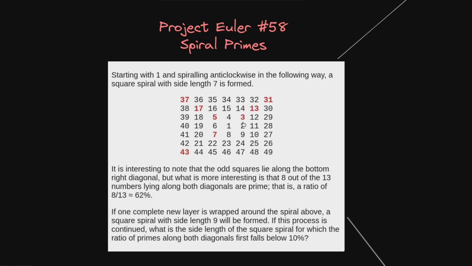So if we perform a spiral anti-clockwise around the first cell, which is 1, we are going to perform this operation repeatedly, and it is interesting to note that the odd squares lie along the bottom right diagonal. As you can see, this diagonal contains all the odd squares, but what is more interesting is that 8 out of the 13 numbers lying along both diagonals are prime.